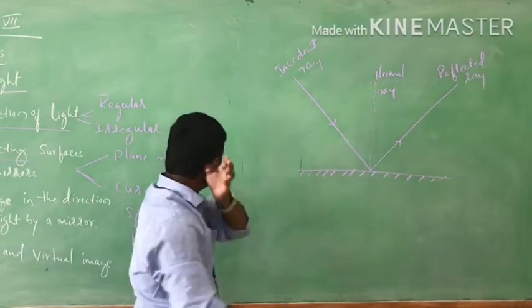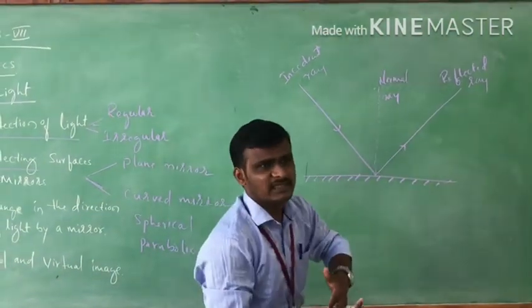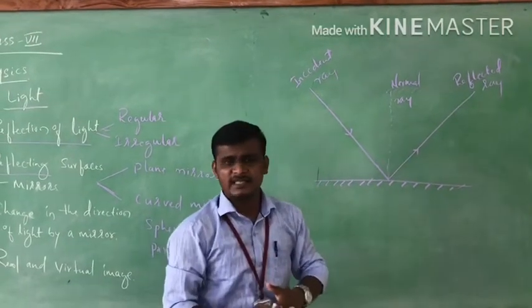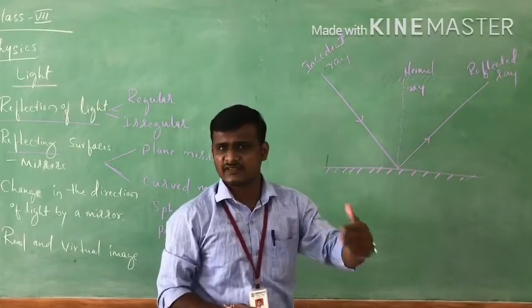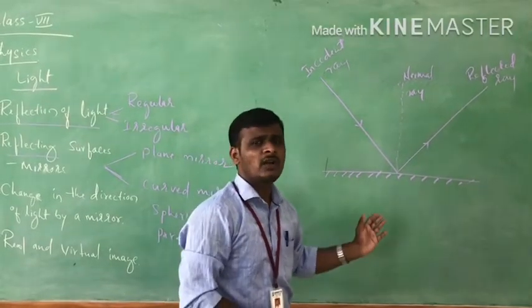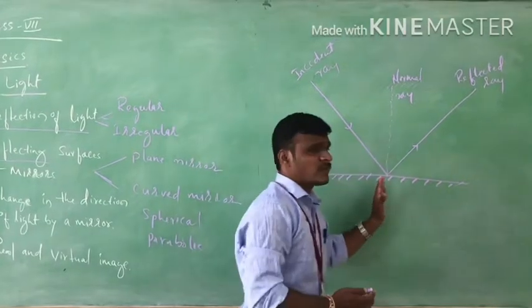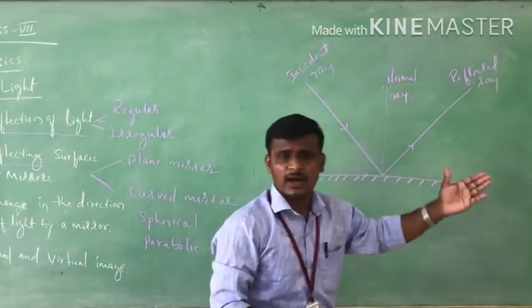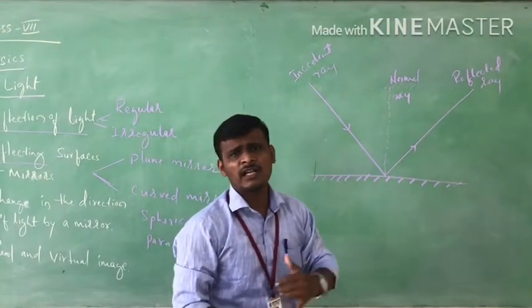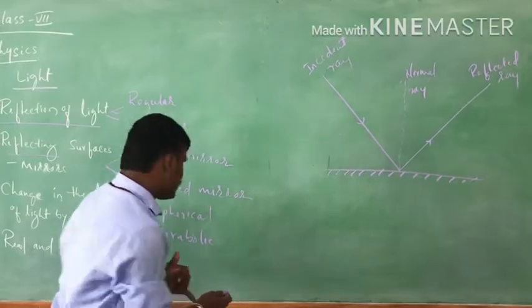So see here, what does incident ray mean? A ray of light striking the surface. Those rays are called incident rays, right? Reflected ray means what? After reflection, the bouncing back of rays, the bounced back rays, are called reflected rays.